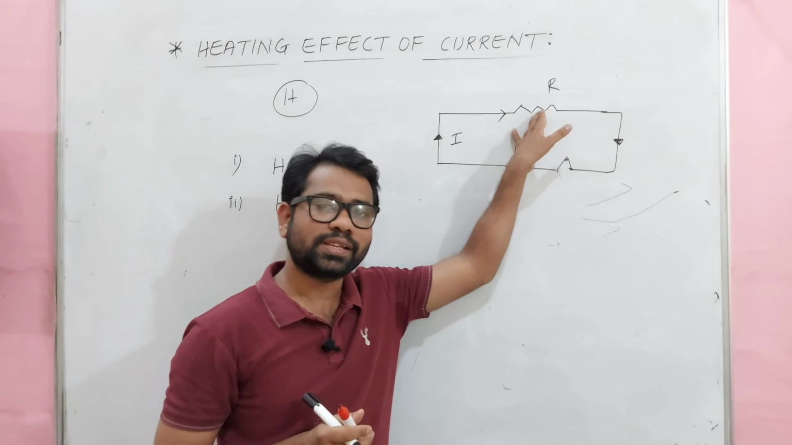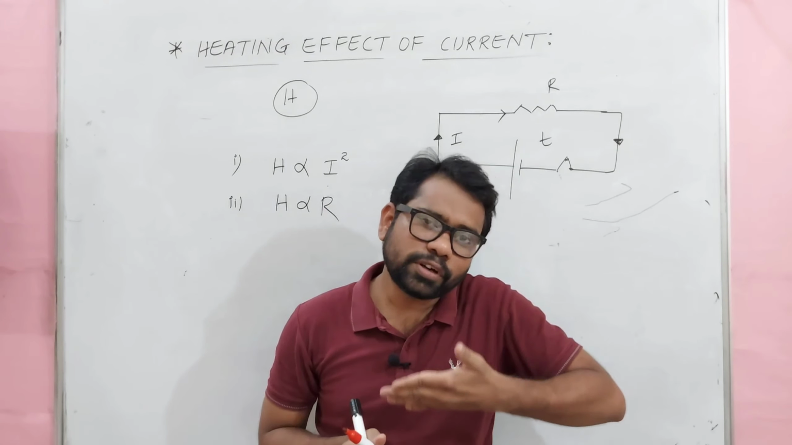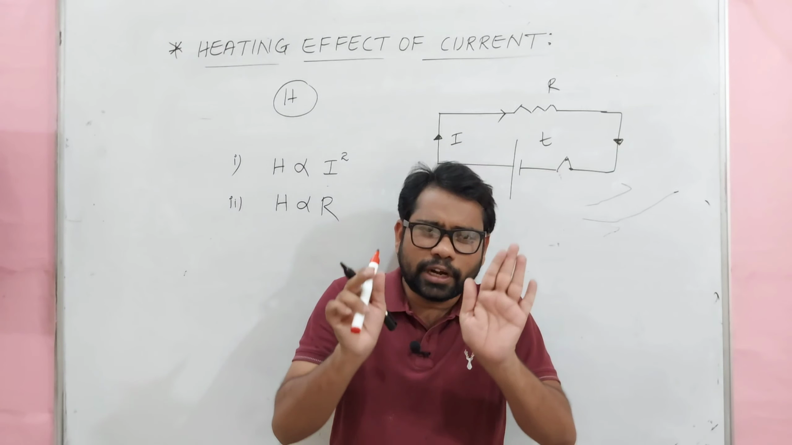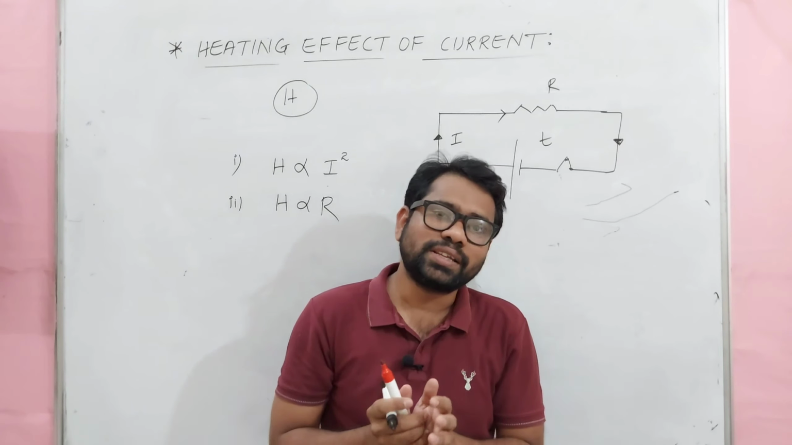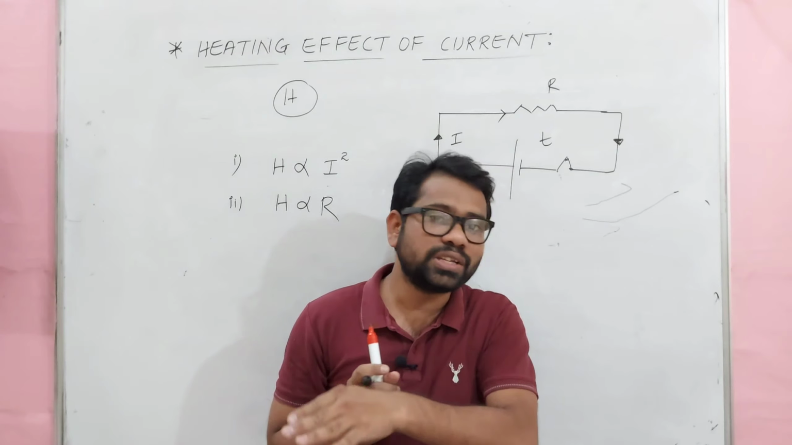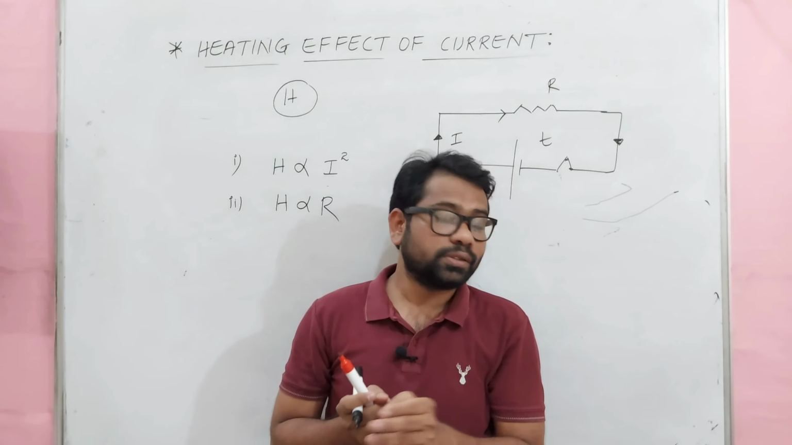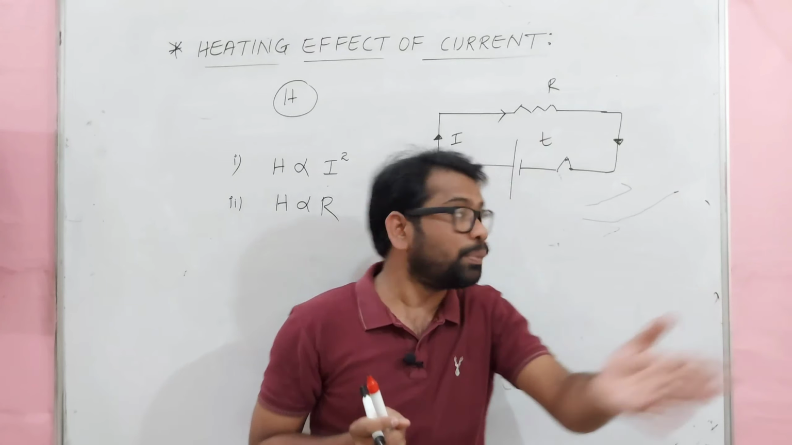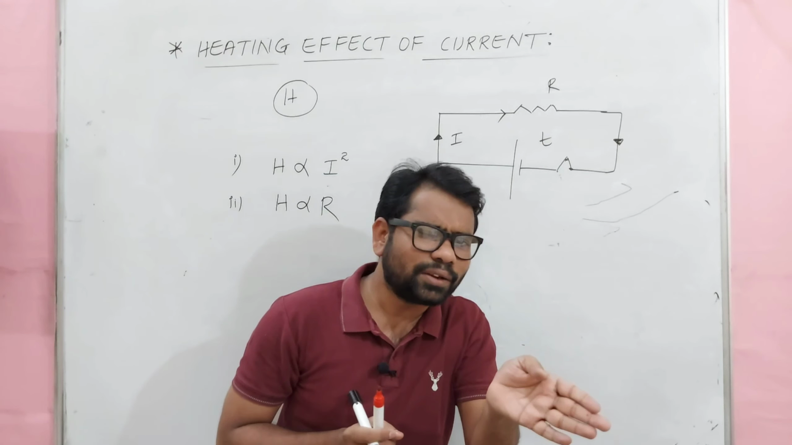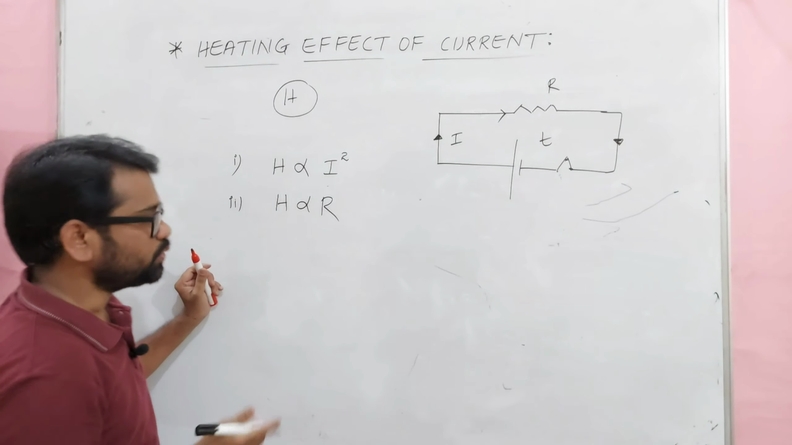The second point: it is also proportional to the resistance of the conductor. Already we discussed, if the resistance is more, what will happen? It offers more resistance, which means it will try to stop the flow of charges, so their energy should not get wasted. According to the law of conservation of energy, electrical energy should get converted into heat energy. It can be any other form, but in this case it gets converted into heat energy. So the more the resistance, the more the heat produced.